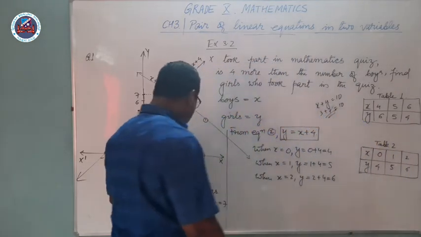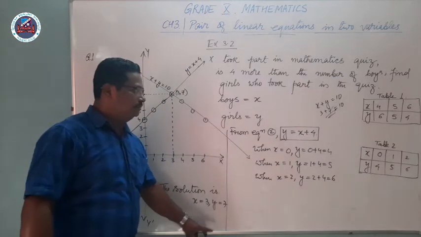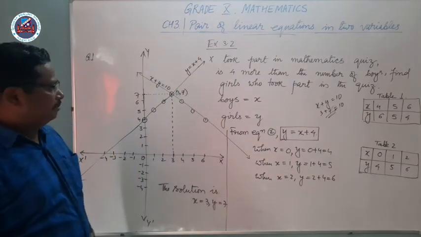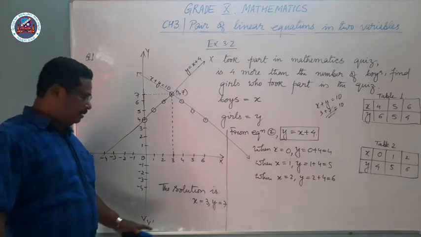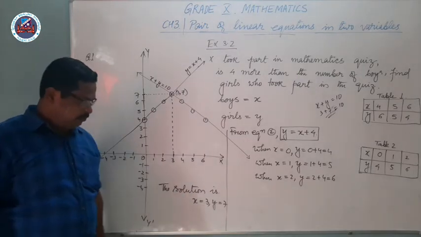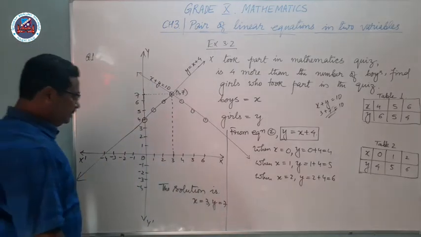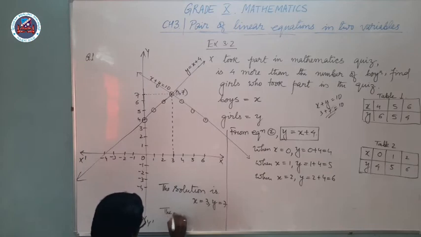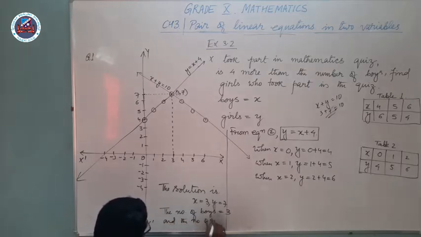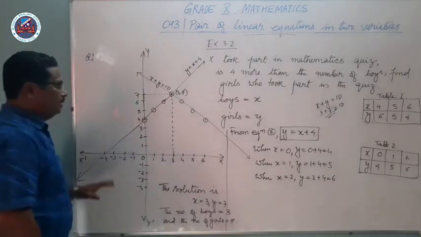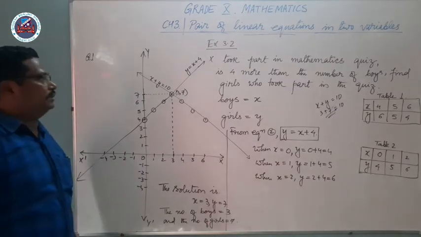So after getting this solution, x equal to 3, y equal to 7, you can look at the number of boys, which you took as x. So the number of boys here is 3, and y was the number of girls, so it is 7. So you can conclude the answer like this. The number of boys is equal to 3 and the number of girls is equal to 7. This way you can represent the answer in your graph book.